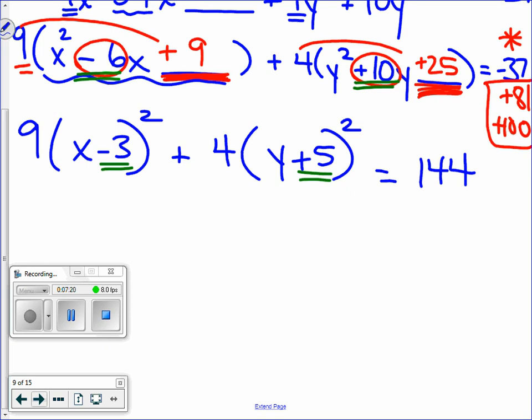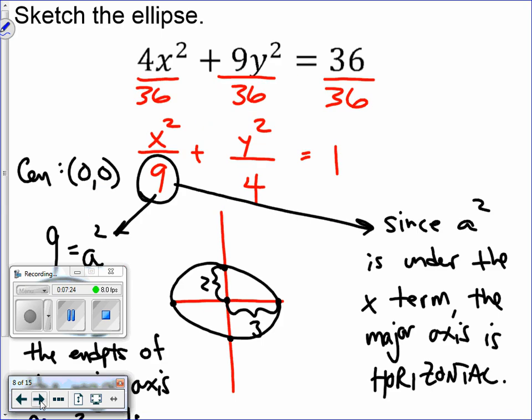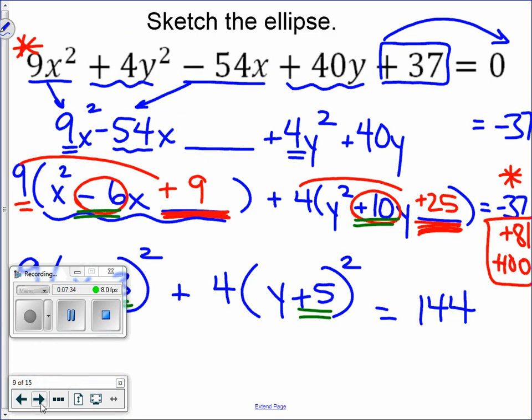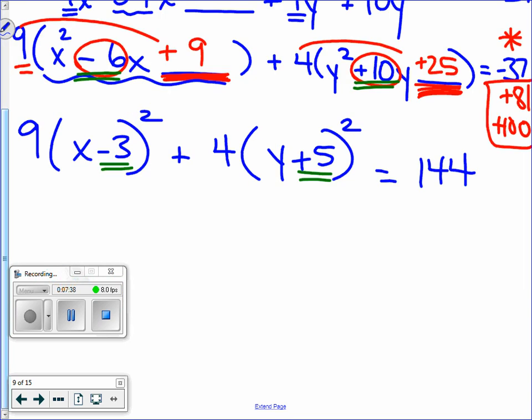So now we're in a situation with this problem that was very similar to this problem, right? When we started this one off, I had some squared x and y's, and I had a constant on the other side, but it wasn't equal to 1. But standard form of an ellipse, if I want to graph it, needs to be set equal to 1. So we divide by 144 to do that.